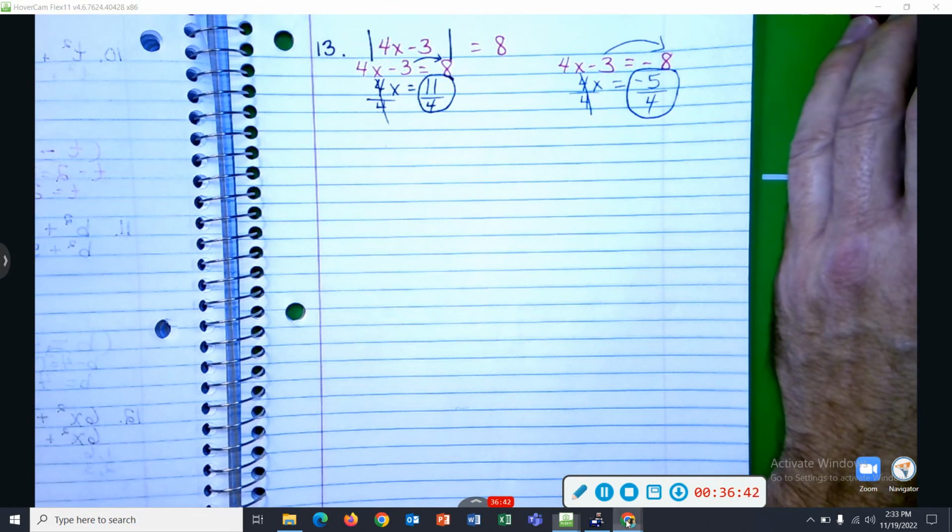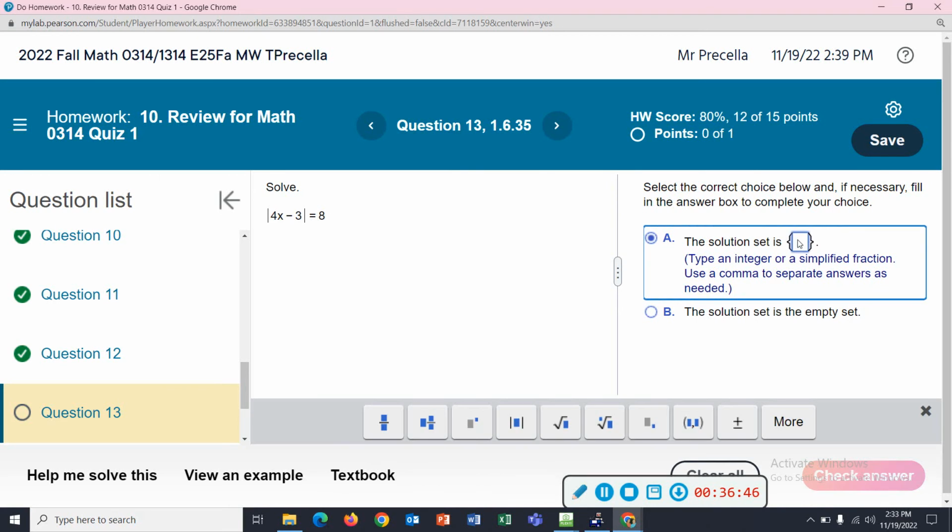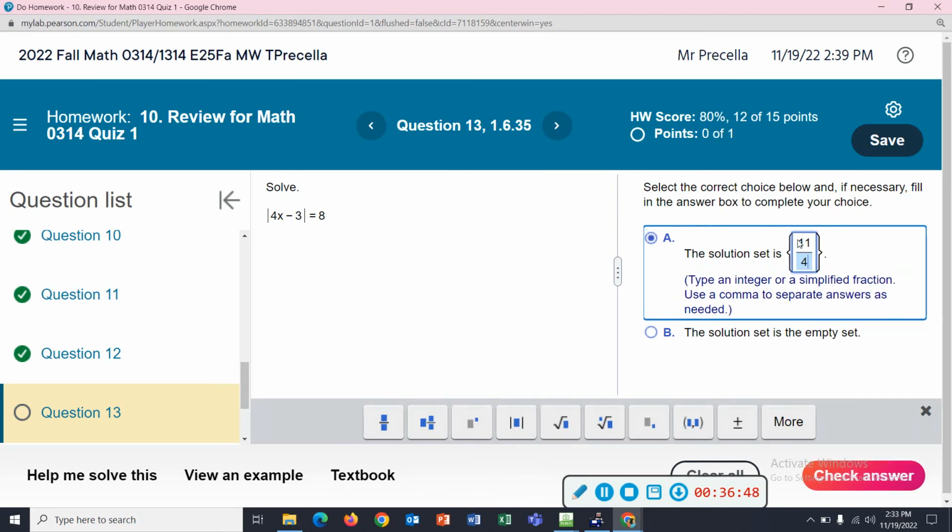So 11 over 4 and negative 5 over 4. 11 over 4, right arrow to get out of that fraction, comma, negative 5 slash 4. Check your answer.